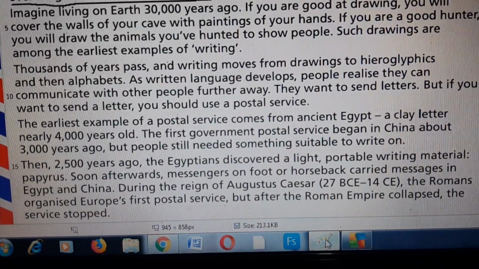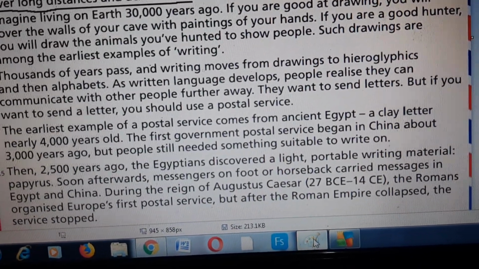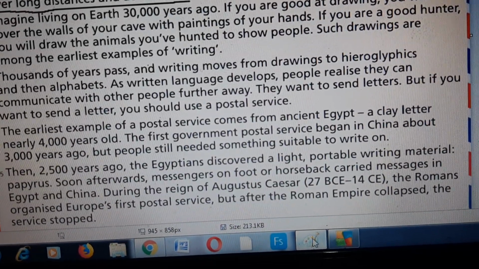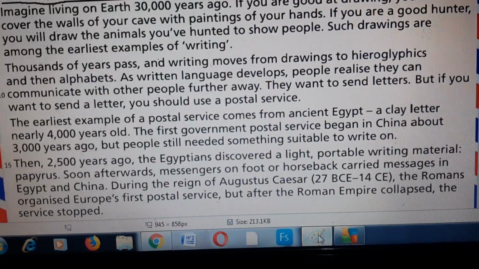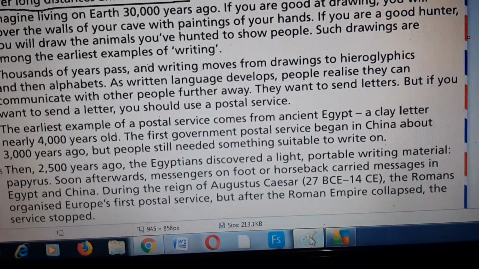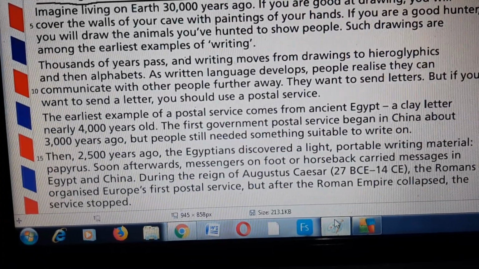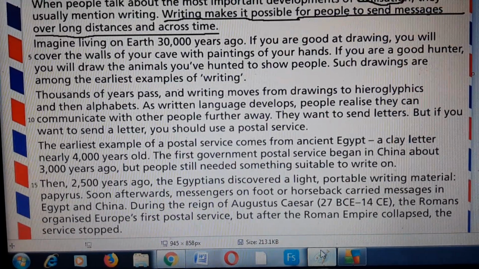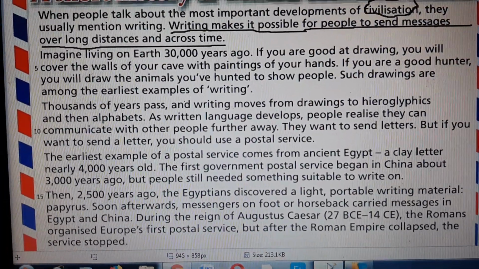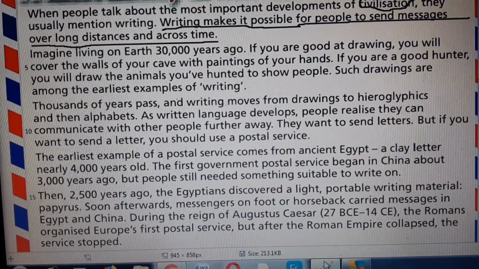During the reign of Augustus Caesar, 27 before the Christian era to 14 Christian era, the Romans organized Europe's first postal service. But after the Roman Empire collapsed, the service stopped. So this paragraph talked about how the Egyptians discovered portable writing material.